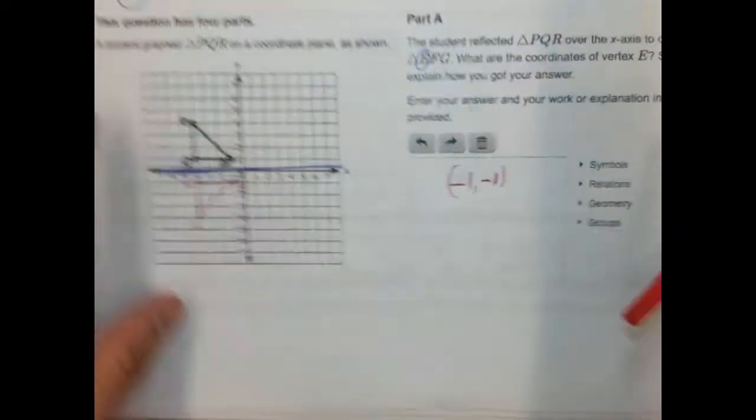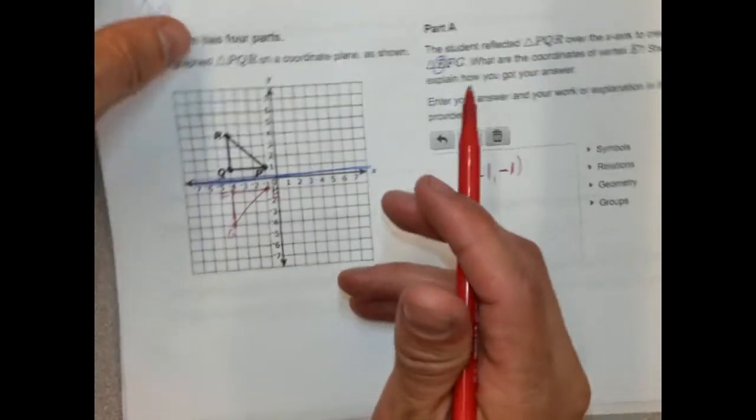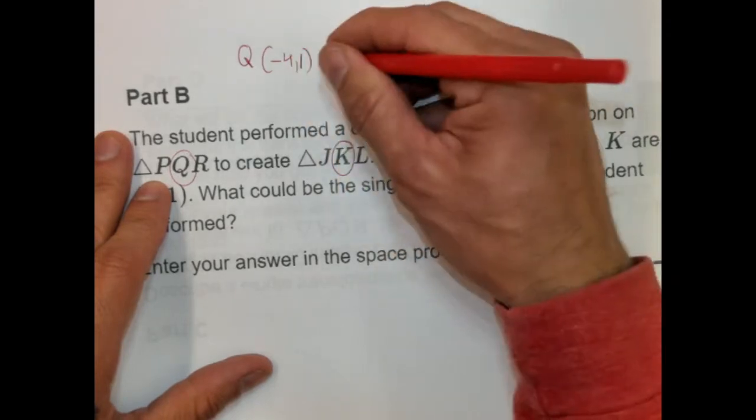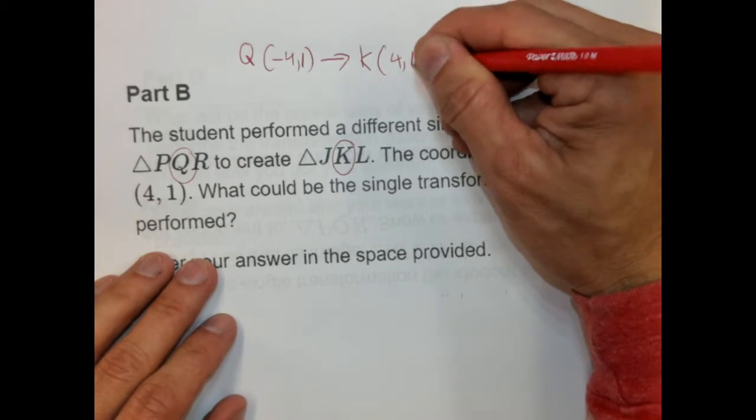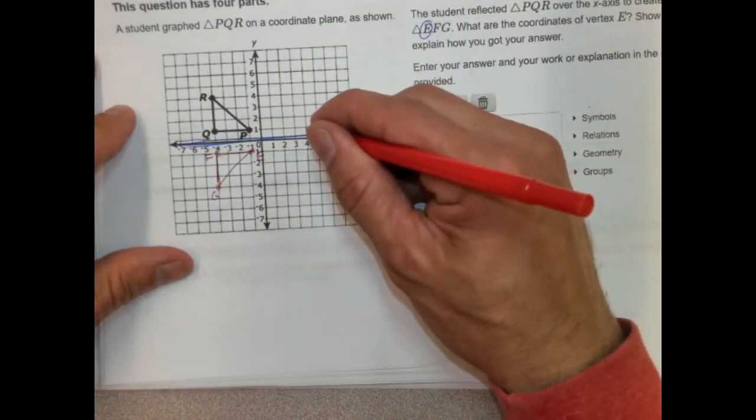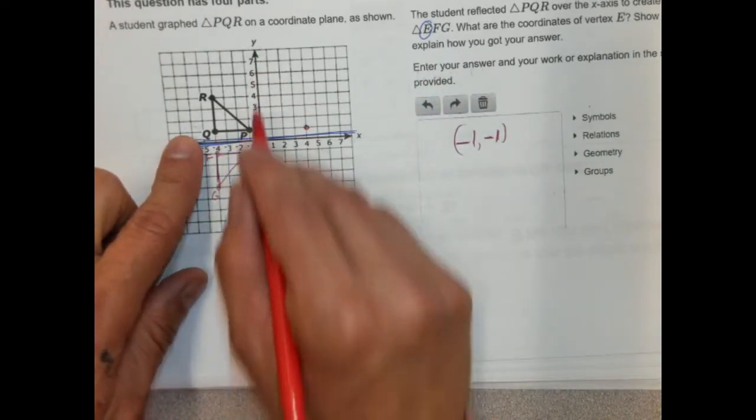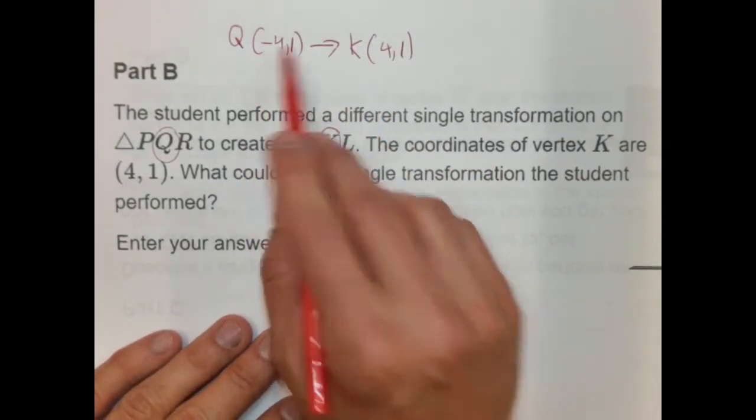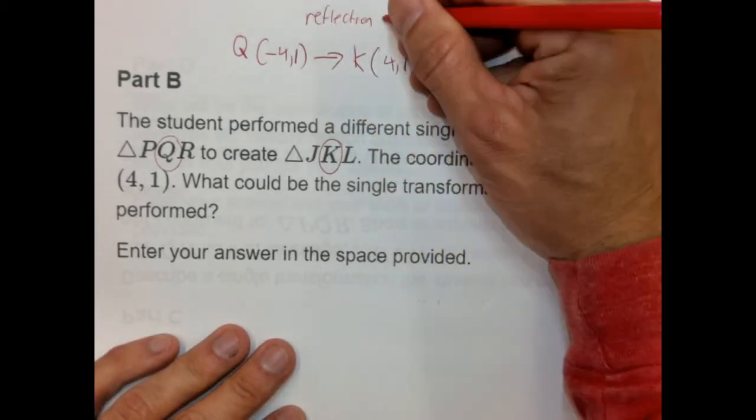Let's go back and look at Q. Q is here. So it's 1, 2, 3, 4, 1. So it's -4, +1. So -4, +1 is Q, and it becomes K, which is +4, 1. So we could graph that. Let's graph 4, 1. It's here, right? So you can see what happened. If you also remember your rule, you'll know that when the x value changes signs, that's a reflection over the y-axis.